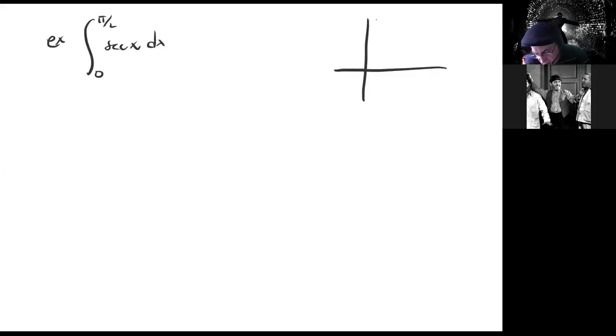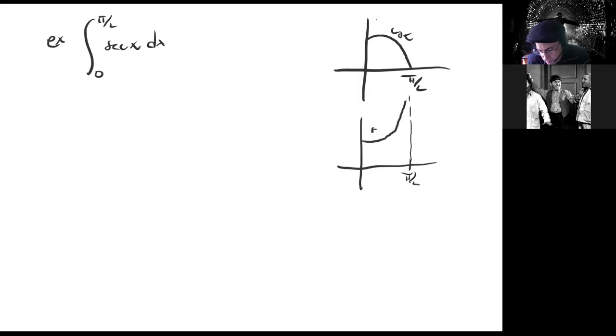So the first example I'd like to do is the integral from 0 to pi over 2 of secant of x dx. Now, let me first remind you that the cosine of x is the reciprocal of secant of x, and cosine of x looks like this; at pi over 2, it vanishes. So that means the secant curve at pi over 2 blows up. So secant looks something like this. So it's going to be asymptotic at pi over 2.